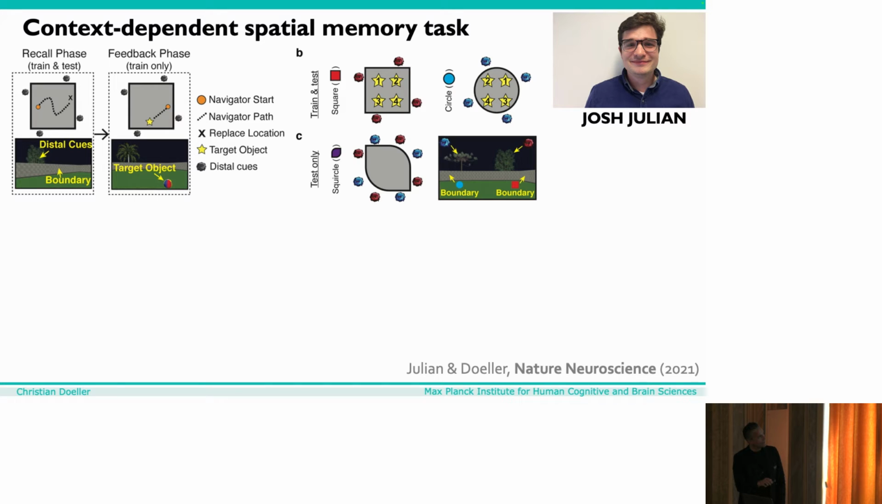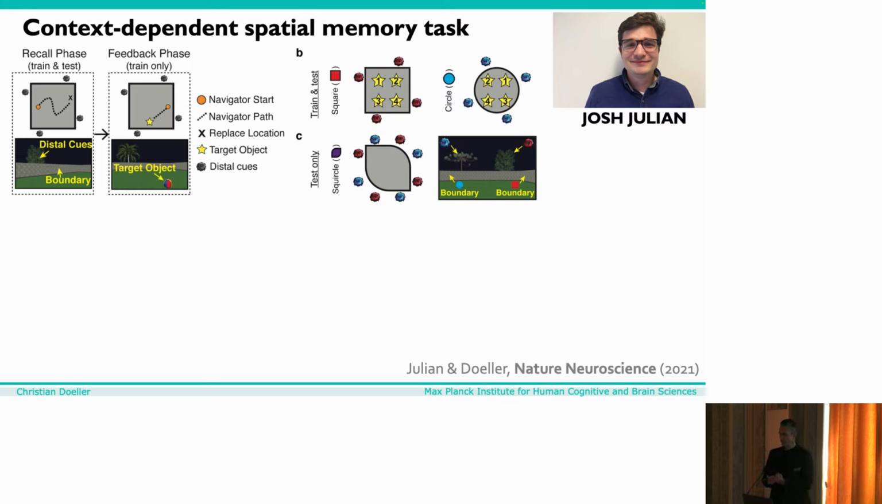In a critical third phase, test phase, we were exposing participants to an ambiguous environment. So we named it Squircle, so it's a mixture of a square and a circle. And in that environment, we also used all the extra-maze cues from the two original environments, the square and the circle. So you see those around here.